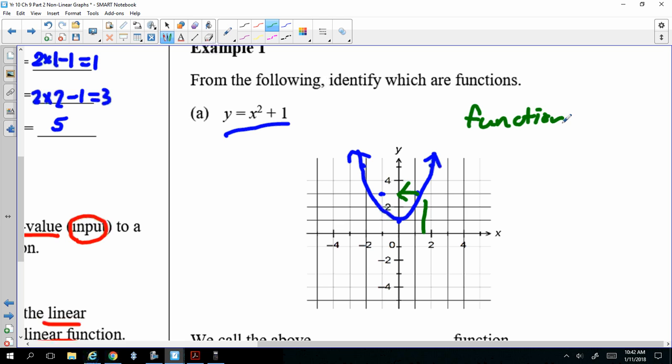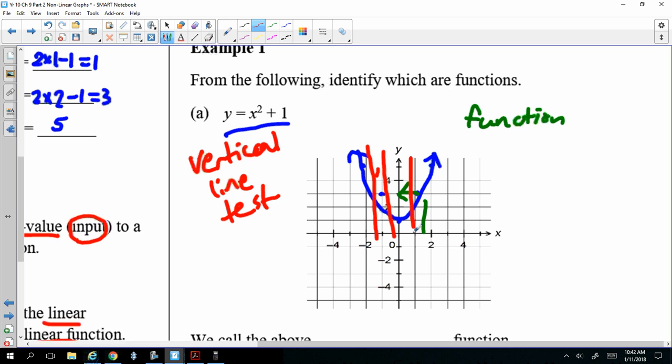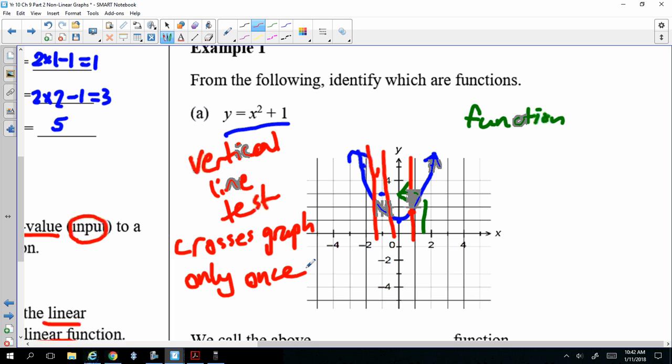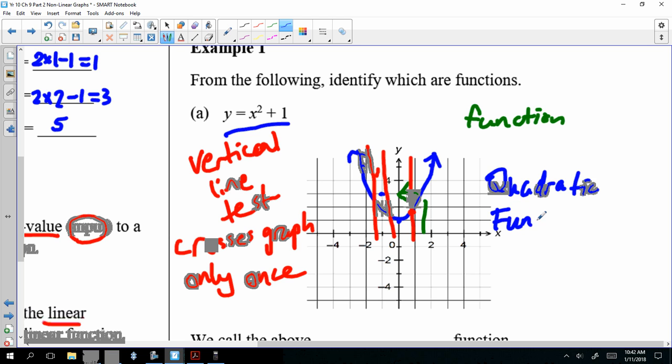And it satisfies the vertical line test. So we draw lots of vertical lines, and each only crosses the graph once. Okay, like that. All right. So we call this function a quadratic function because it's x squared. So we call this a quadratic function.